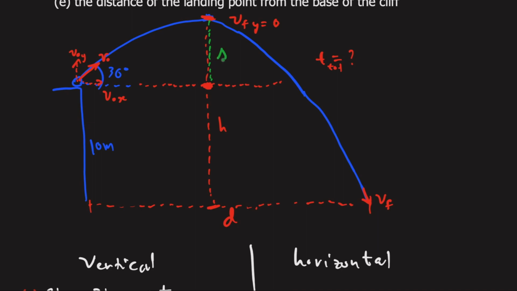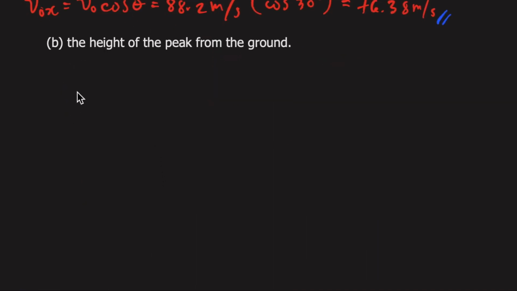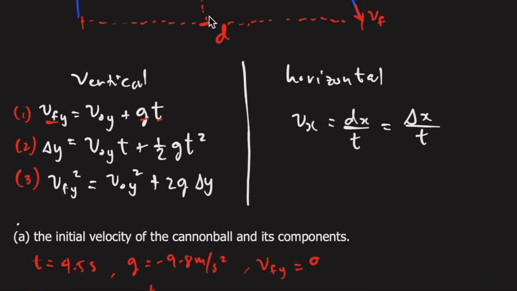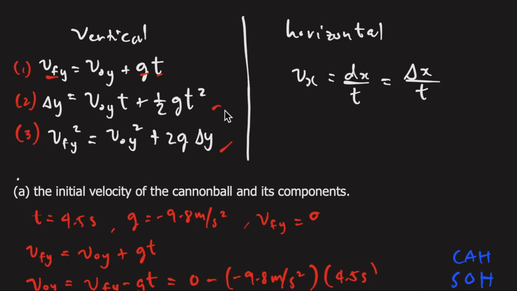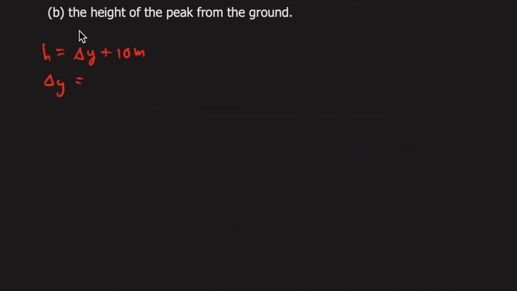So let's call this delta y. To solve for it, let's say we have h, or the total height, that's equal to delta y plus 10 meters. Now we have to look for delta y first. We can use any of these two equations, equation 2 or equation 1. It's better if we try both, right? So first, let's use the second equation. Delta y is equal to v naught y times time plus 1/2 g t squared.